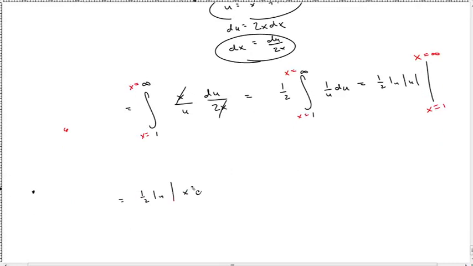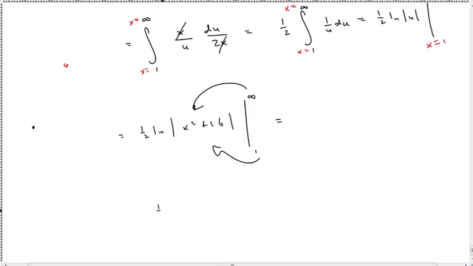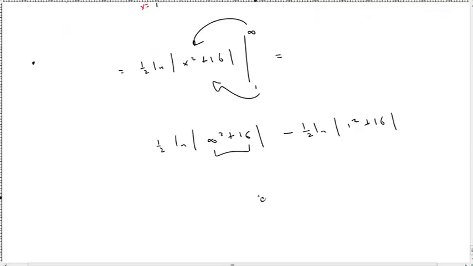So then I'm going to replug that in. And now I can say it's 1 to infinity. And now I plug in both of these terms. And so I got 1/2 ln of infinity squared plus 16, and then minus 1/2 ln of 1 squared plus 16. So notice that here this is infinity. Infinity squared plus 16 is definitely infinity. What's ln of infinity? It's infinity. That's right. So infinity minus, and what is this here? It's a number.